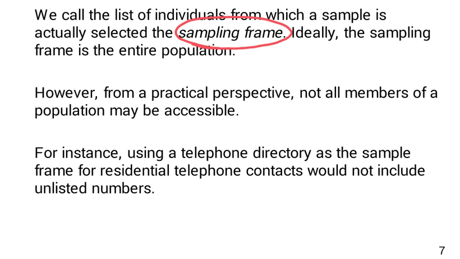If we were interested in using the telephone directory as the sample frame for residential telephone contacts, right? If we wanted to include anybody with a telephone as part of our population and we wanted to use the telephone directory as our sample frame. The issue with that, of course, would be that the telephone directory does not include unlisted numbers. So our sample frame, if we're using the telephone directory, is not an exact reflection of our population.